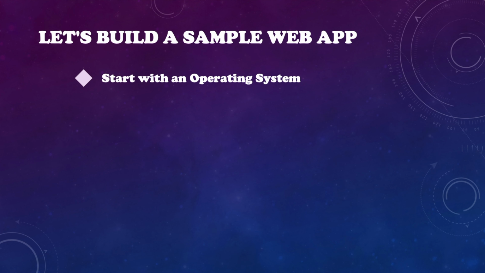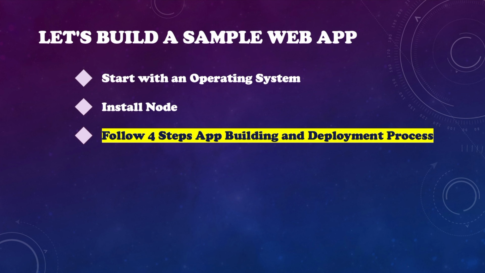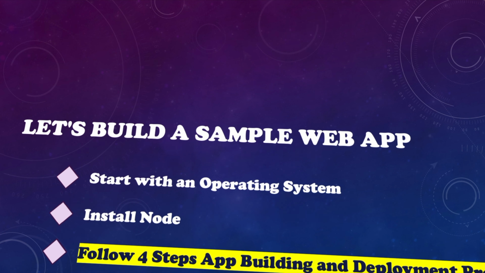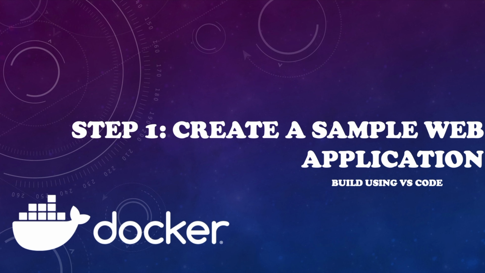So the first step is basically to start with an operating system. I'm going to install Node, because the web application is dependent on Node.js, and the entire building and deployment process is only 4 steps. So it's a 4-step process. Afterwards we're going to access the web application. You run it and make sure it's working fine.